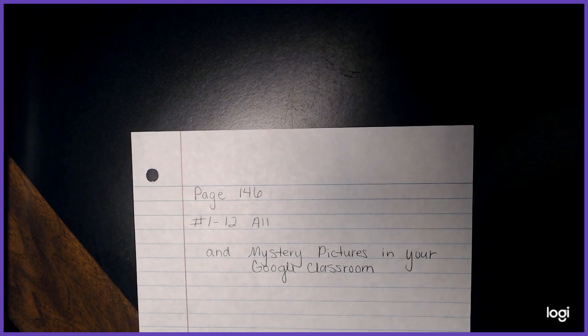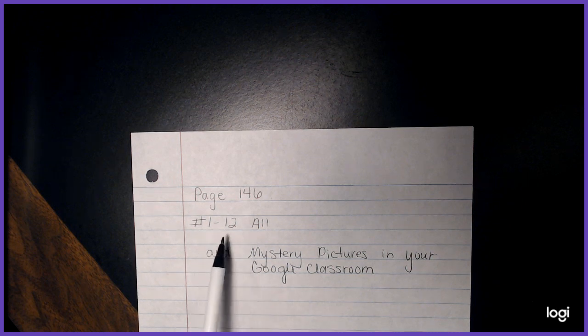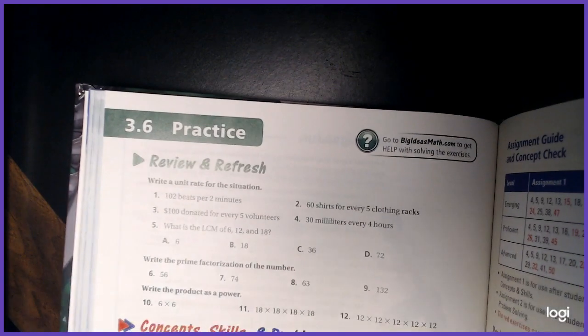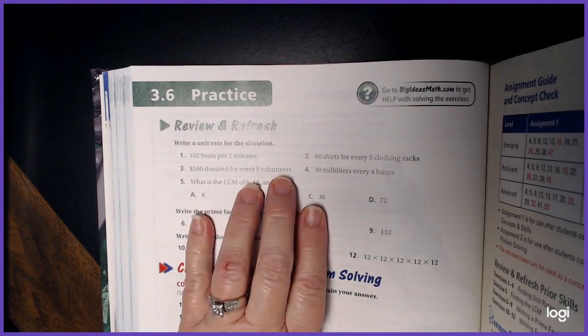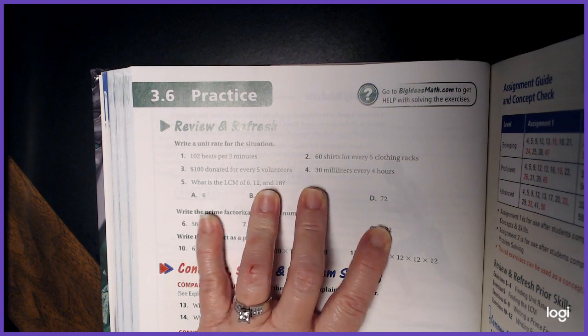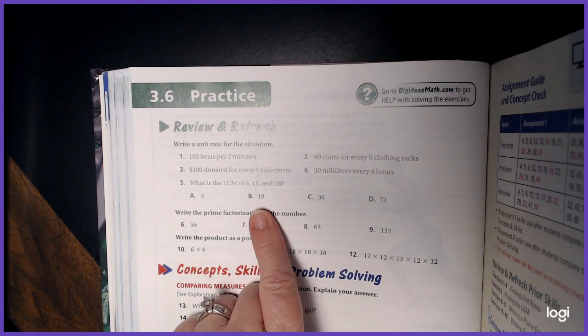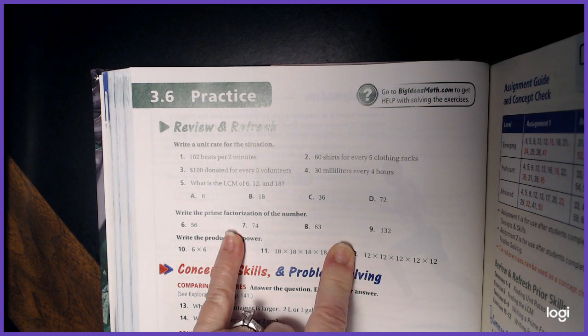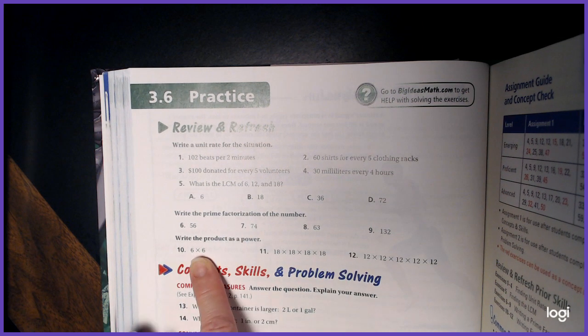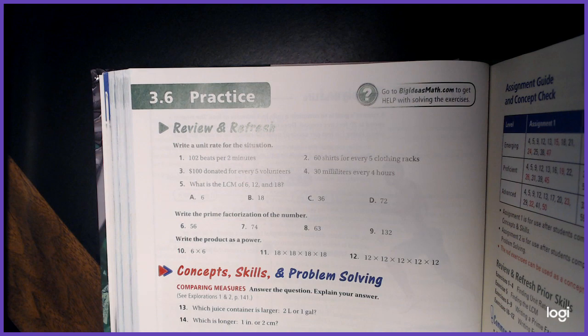All right, your assignment is real simple for tonight. You're going to look at page 146 in your math book, and you are going to do problems 1 through 12, all. Let's look at that real quick. Looks like this. You're going to do some unit rates, 1 through 4, which we've been doing. You're going to do some least common multiple, which is a review. Write the prime factorization of these numbers. We've done that before. If you don't remember, look back in your textbook to find out how to do that. And then you have to write these as products. 12 simple problems.